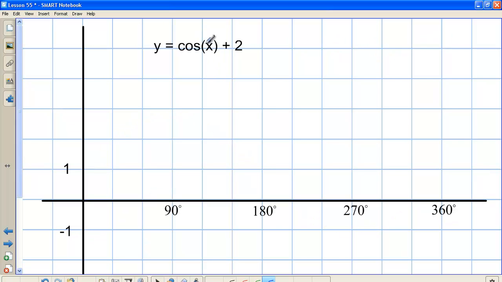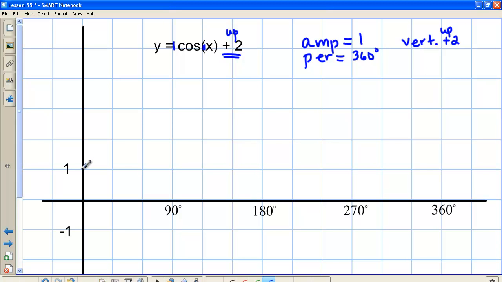Last one, let's try cosine of x plus 2. Amplitude should be 1. Period. There's no multiplier here, so normal period of 360. And this part right here is simply a translation. We're going to go up 2. That's called a vertical shift. +2, or up 2. Okay.